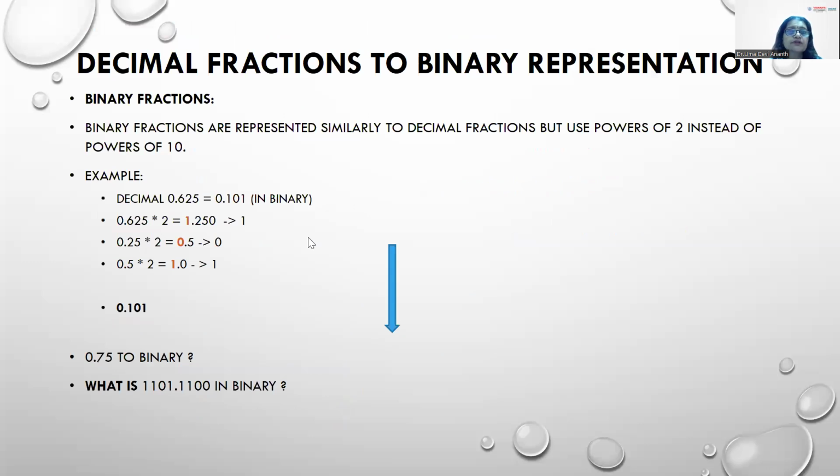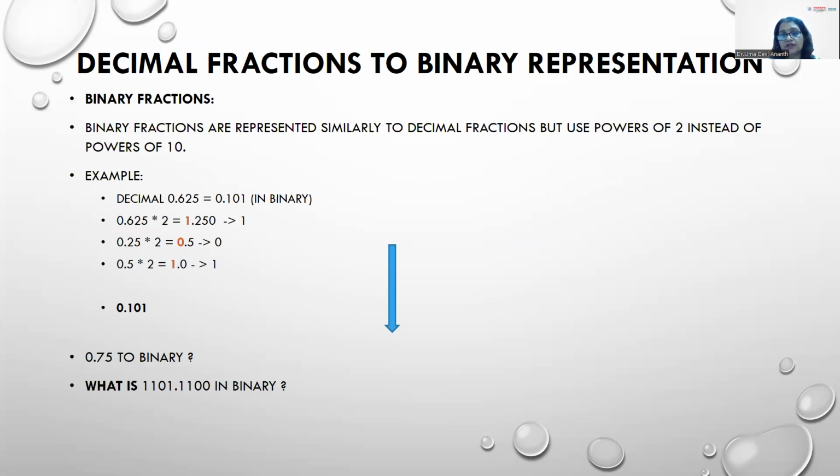Okay. So then let's see how to represent decimal fractions in binary. Now let's see 0.625, how to convert it into binary. So the method over here is just multiplying by 2 now.